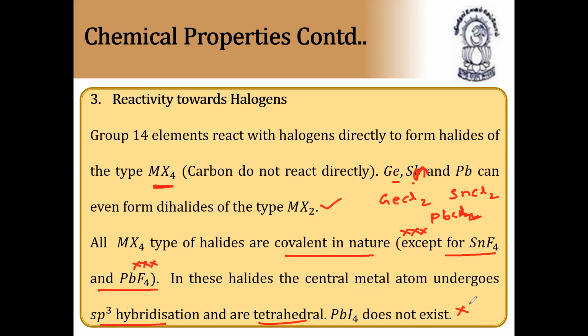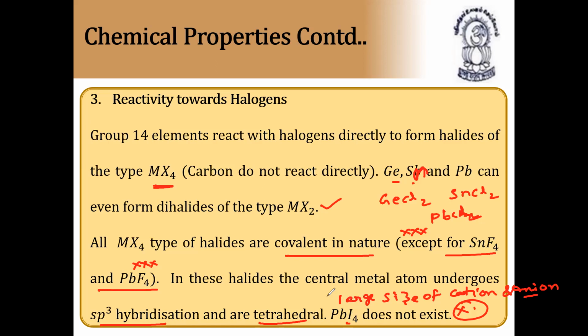PbI4 does not exist because lead is of big size and iodine is also a heavier, larger atom. So this does not exist due to the large size of cation and anion. The atomic number of lead is very high and iodine's also. So it is not possible to form the compound lead tetraiodide. Lead tetrachloride is formed, and lead tetrabromide is also formed, but lead tetraiodide is not formed. So PbI4 does not exist. Which of the following does not exist means PbI4.